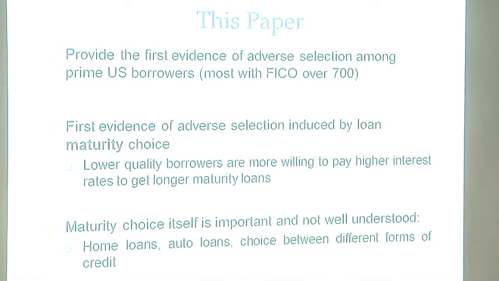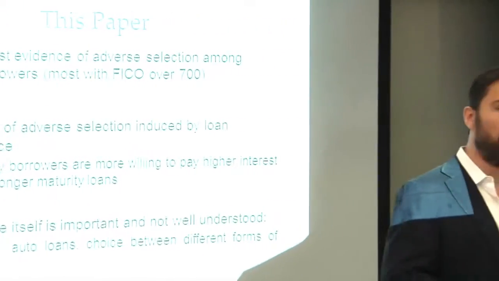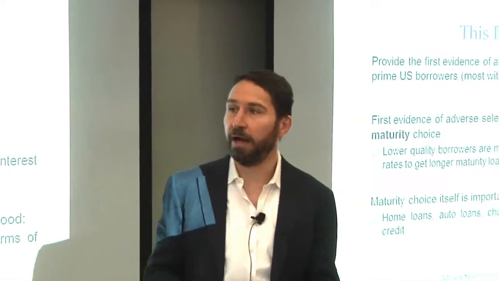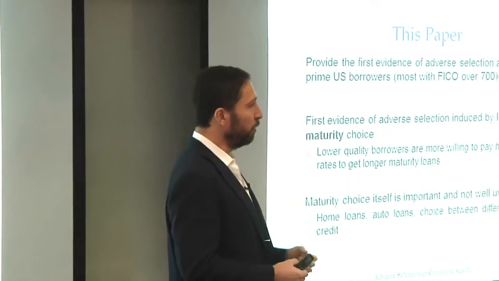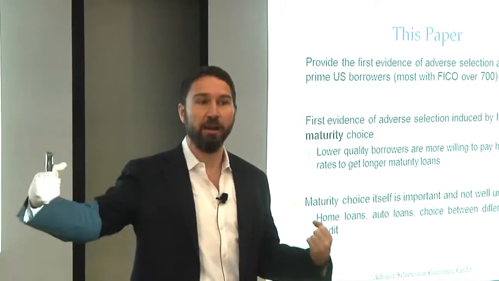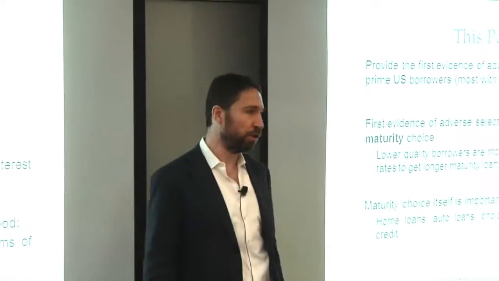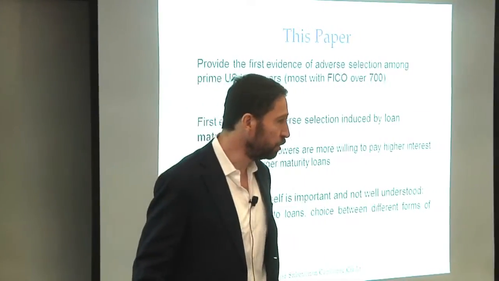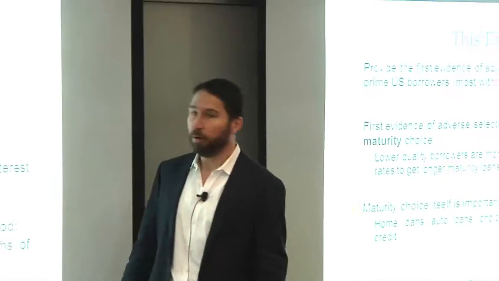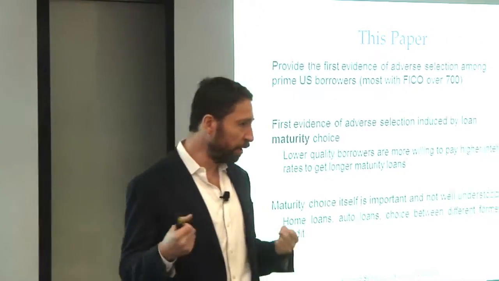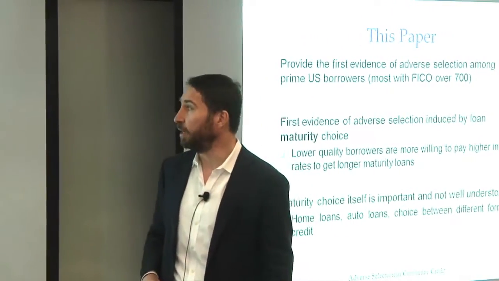We're going to show in particular that adverse selection is induced by maturity choice. We're going to show that it's the worst quality borrowers who are more prepared to pay a higher APR to take a longer maturity loan. So a lot of adverse selection is about how much you borrow. We're going to be talking about quantity in a different dimension, in terms of how long you get your funds for. In and of itself, maturity choice is an extremely important part of consumer credit, but we don't really understand very much of it at all. So if you choose a home loan or an auto loan or choose between different types of credit, you're making a maturity choice as one of the key things that you're deciding on.